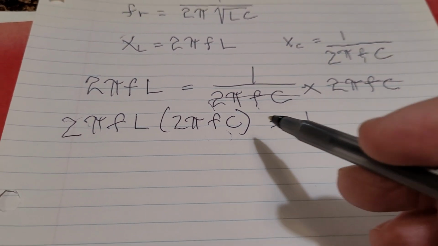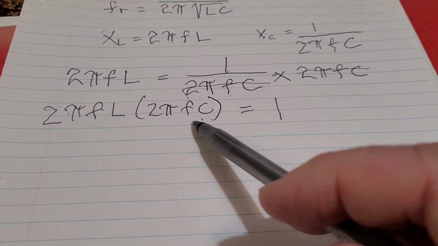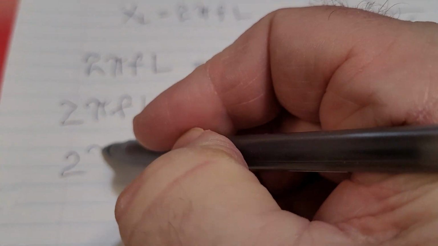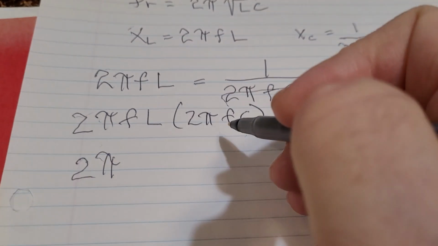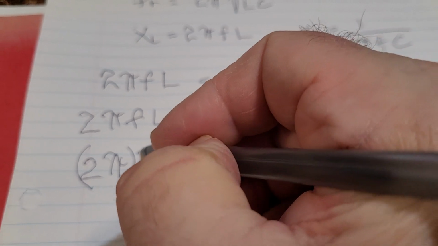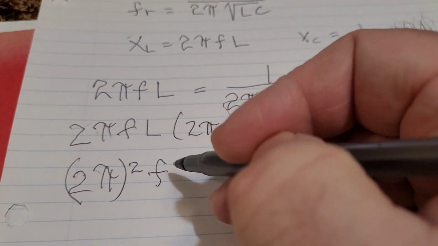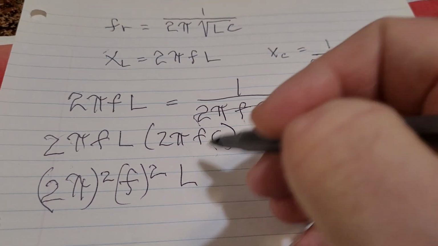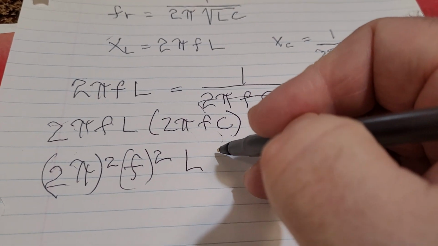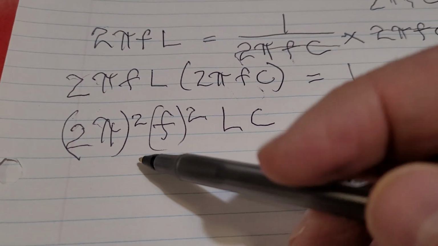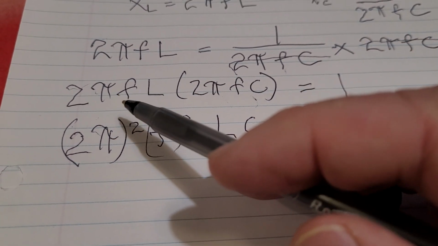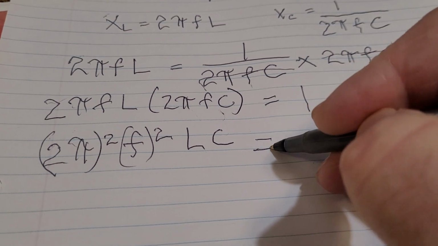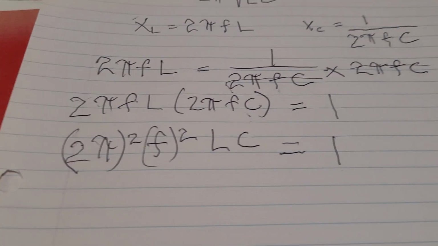But bear with us. So 2 pi FL times 2 pi FC, we'll just multiply it out. It's going to be 2 pi squared, actually, isn't it? 2 pi times 2 pi, 2 pi squared, F squared, times L times C. Okay, so 2 pi squared, F squared, LC. That's just the consequence of multiplying up here. And of course, that's still equal to 1. All right, very good.